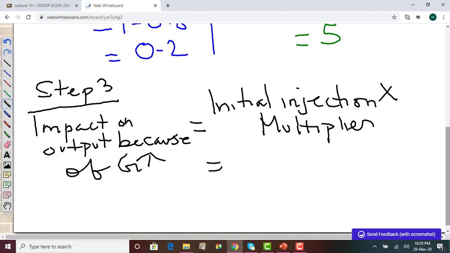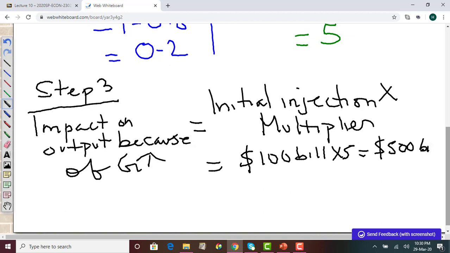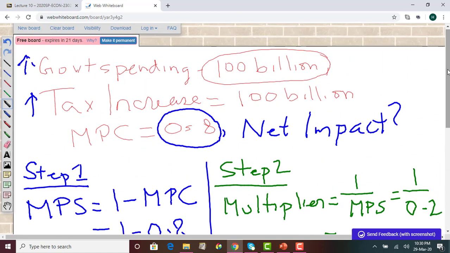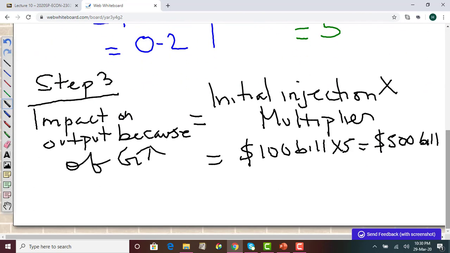So initial injection is $100 billion. Government is injecting $100 billion times your 5 multiplier, which we just calculated. So it's $500 billion. That's basically what we are trying to say: when government is increasing spending by $100 billion, the output is going up by $500 billion. That's what we are saying.